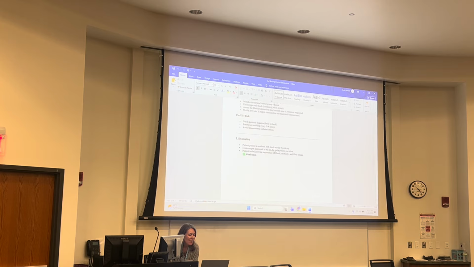All right, and then the evaluation phase. So if they met all their goals, then everything we planned would have come true for them. So they passed a medium soft stool on day 3. Their urine output improved now to 40 per hour. It's pale yellow, there's no odor, and they're verbalizing the importance of all of that education that we gave them.